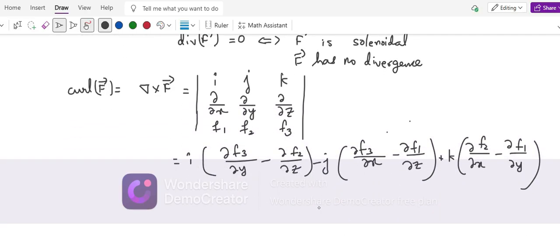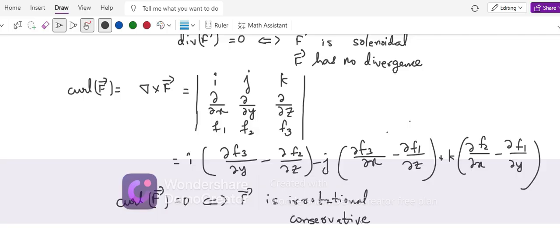And if the curl of the vector f is equal to 0, we can say that the vector function f is irrotational. Sometimes we can also say that it is a conservative field. If we treat f as a field, we can say that it is a conservative field. So these are the basic things we need to come across.